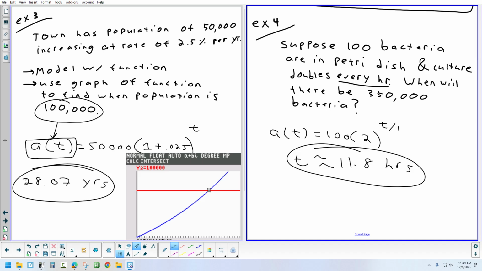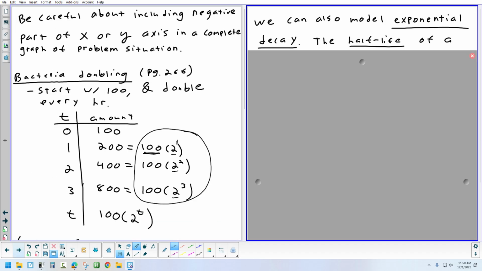Any question on that before we look at the last one? So the last one is the opposite of doubling. What's the opposite of doubling? Halving, yeah. And that's called half-life.